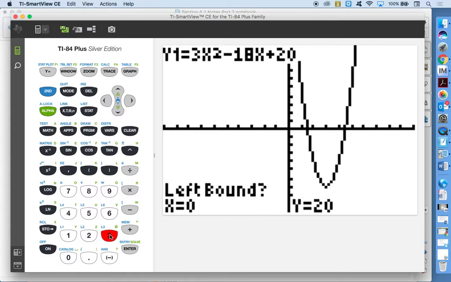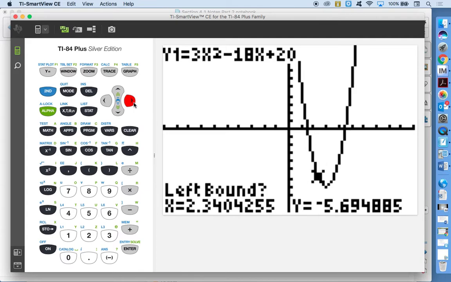Underneath on the bottom of your calculator screen, it says left bound. The little blinking cursor needs to be on the left side of the minimum. So you have to use the arrow to get it to arrow down, because right now it's probably high on your parabola. So if you use the arrow button, you want that blinking cursor to be somewhere to the left of the minimum of the graph. So right now my blinking cursor is on the left side of the minimum. Once you get it to the left, hit the enter button.